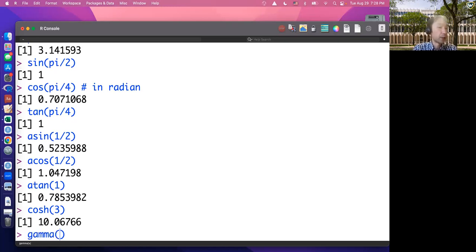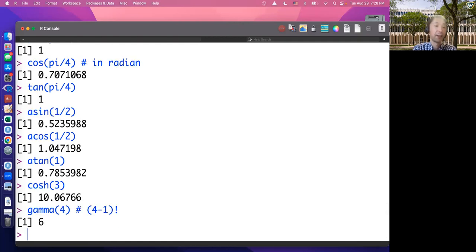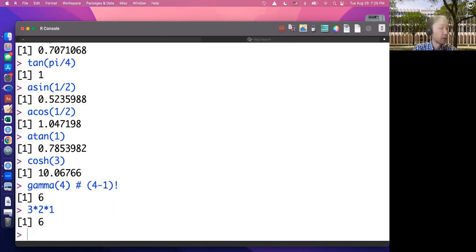The factorials are calculated by this gamma function. So this is actually the 3 factorial. So I would say 4 minus 1 factorial. So this is 3 times 2 times 1. So the gamma function is a more general function than factorial, but traditionally people use the gamma function.